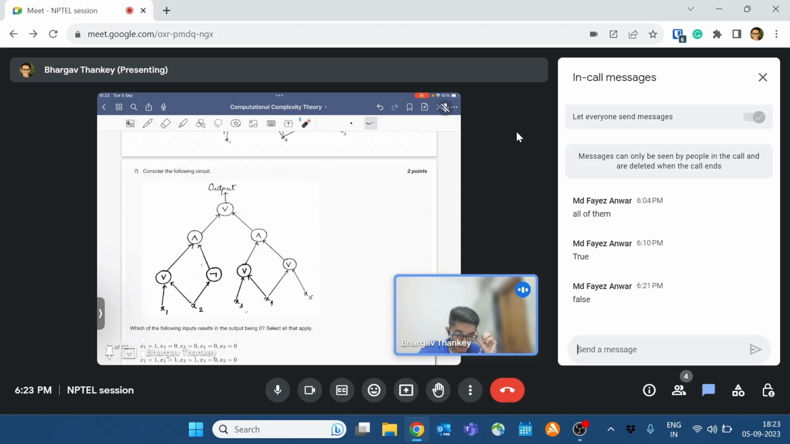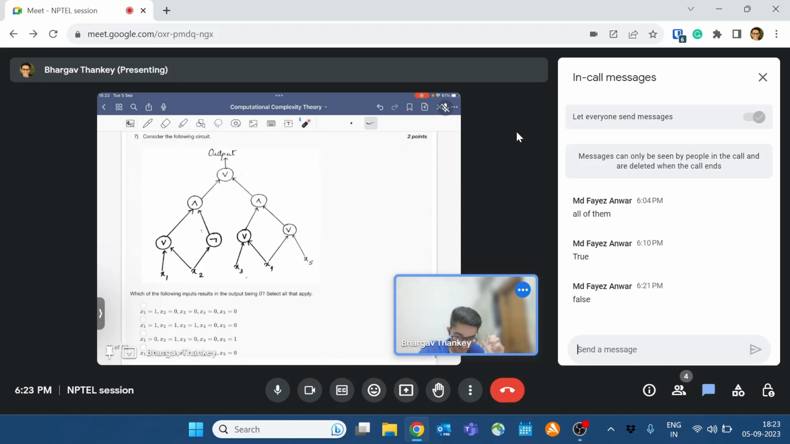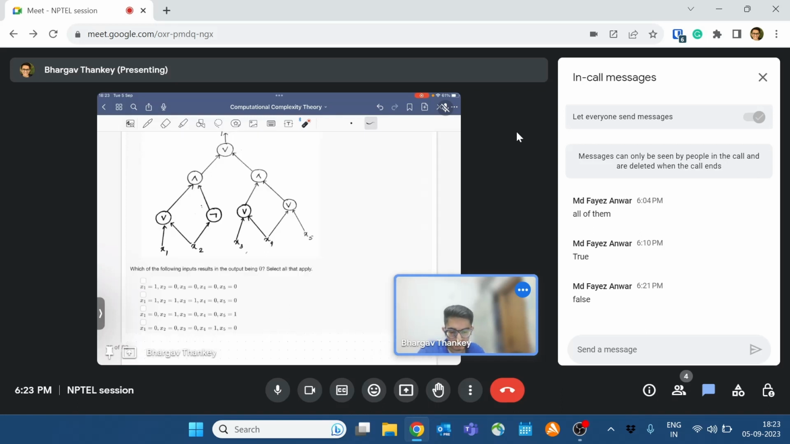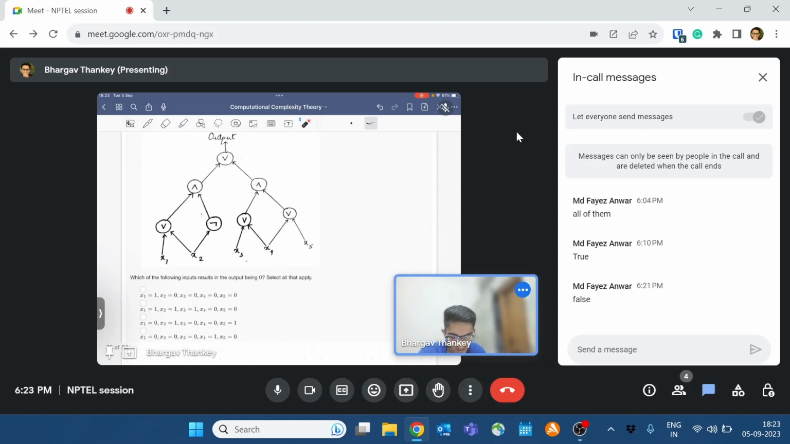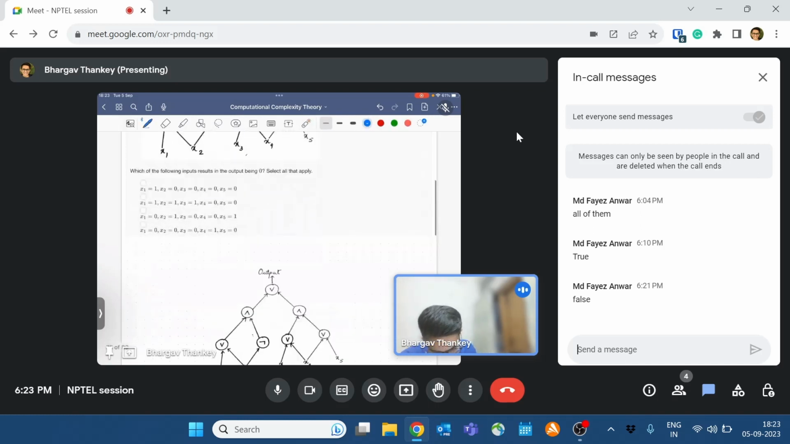The next problem is similar, but there are 5 variables now. Again in this problem we are given a circuit and we are supposed to mark all the options where the output is 0. So again, we need to work this out. So option A is x1 is 1 and everything else is 0.